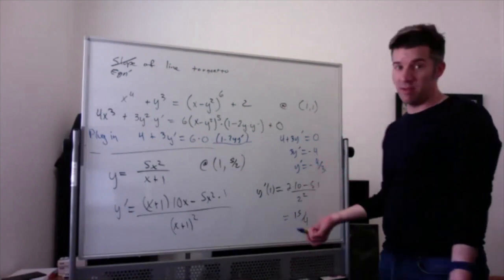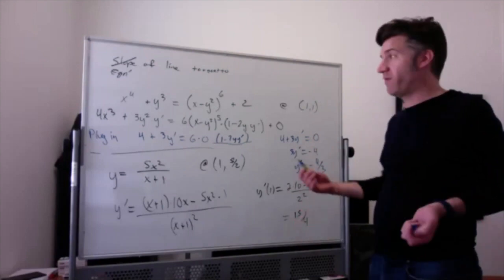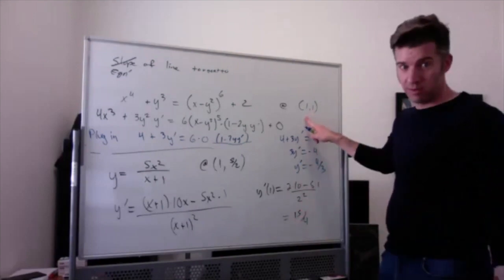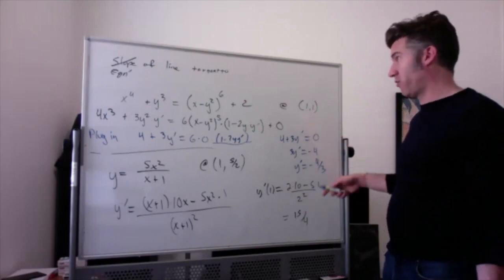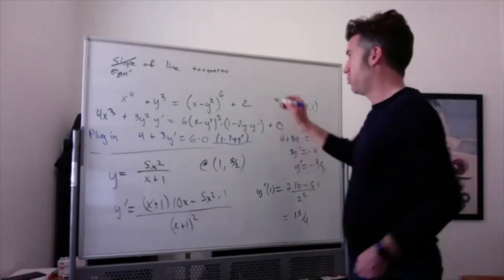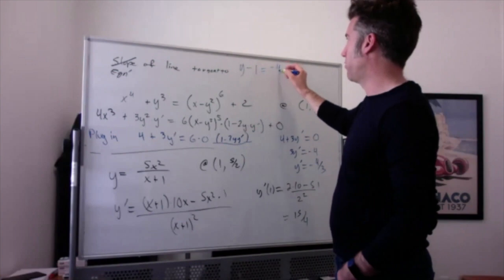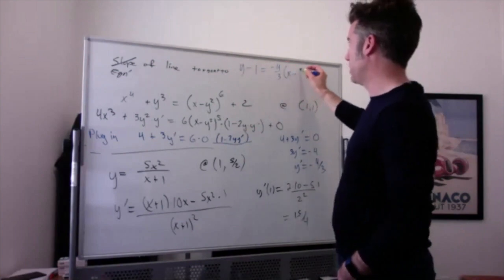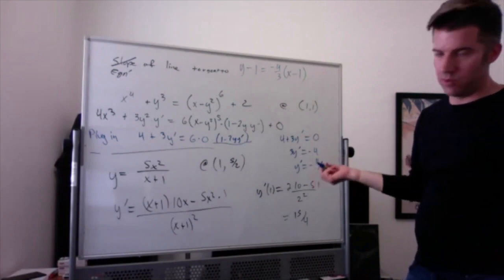So here's what I haven't done. I haven't found the derivative everywhere. I've only found the derivative at this one point. But that's all I was being asked to do. So the derivative at 1, 1 is negative 4/3. So then the equation of my tangent line would be y minus the y coordinate equals negative 4/3 times x minus the x coordinate. And you could solve for y if you want to.